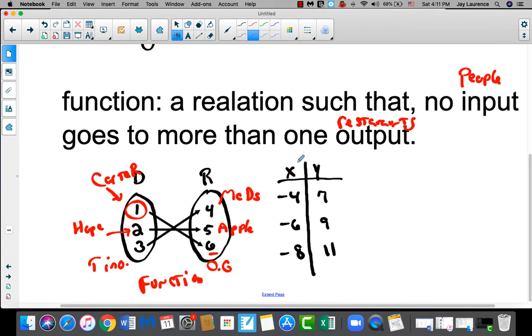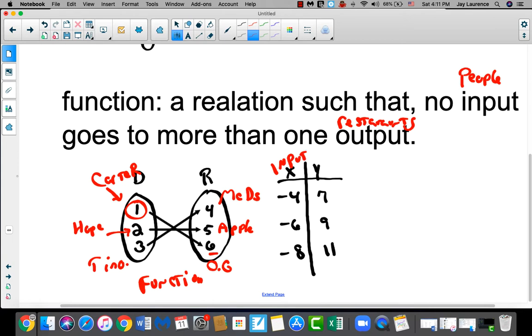If we look at this input-output table, here's my inputs, right? My inputs are my x values, and then y's are my outputs. Is there any input going to more than one output? Or you can give these numbers names. You know, here's Aiden, and then here's Elizabeth, and here is Alice, and here are the restaurants they're going to, maybe Burger King. So Aiden's going to Burger King. Alice is going to the Outback.